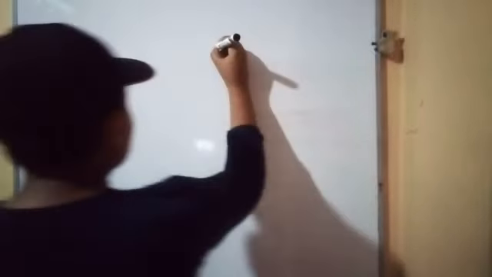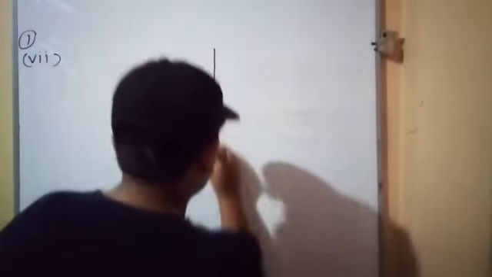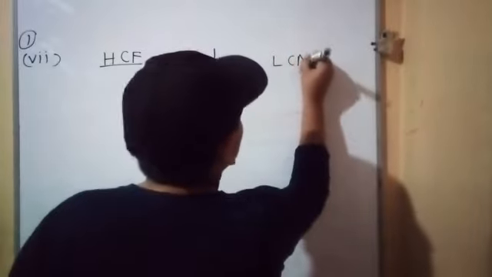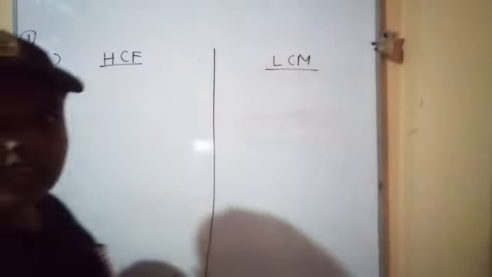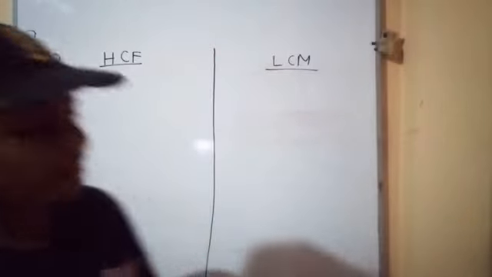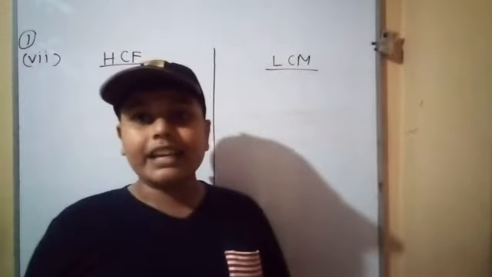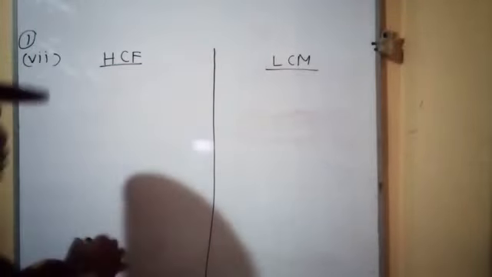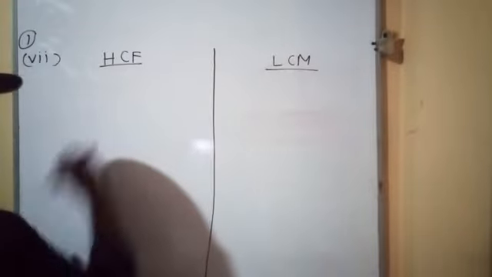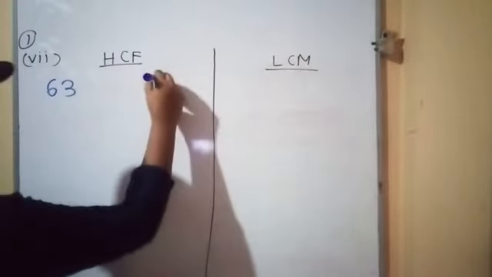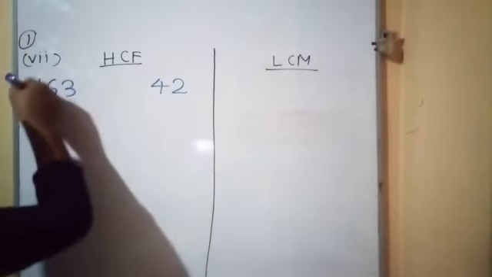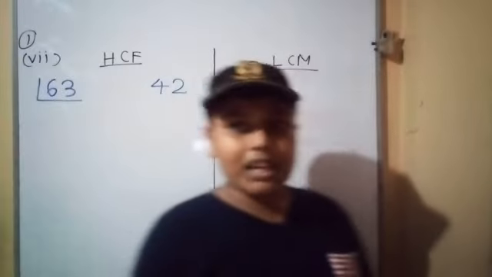Now I want to divide this in half, because they are HCF and LCM. Let's find the HCF and LCM. Now 63 and 42. Let's find the highest common factor, that means HCF. So you take 63 and 42. Calculate one by one. Now divide by prime factors. What are the prime factors?